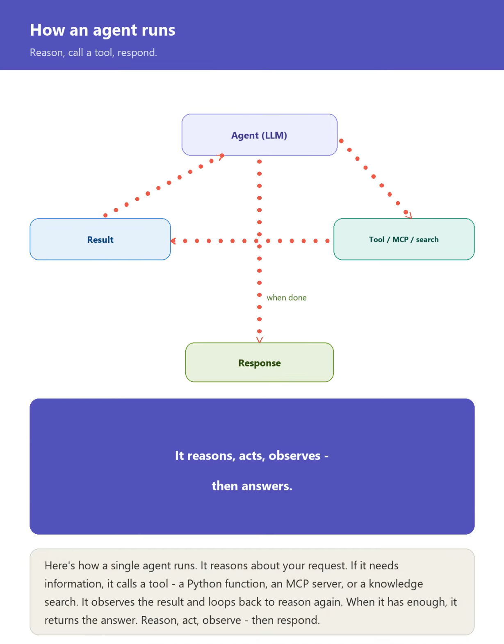Here's how a single agent runs. It reasons about your request. If it needs information, it calls a tool, which can be a Python function, an MCP server, or a knowledge search. It observes the result, and loops back to reason again. And when it has enough, it returns the final answer. Reason, act, observe, and then respond.